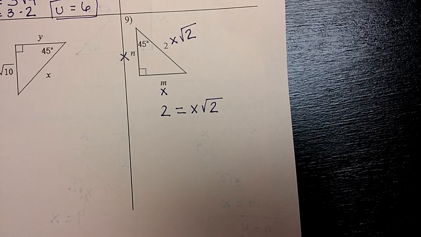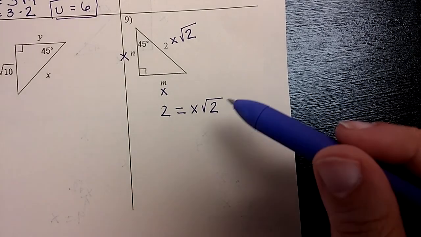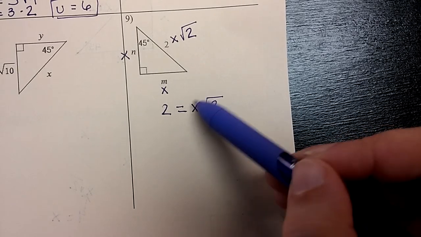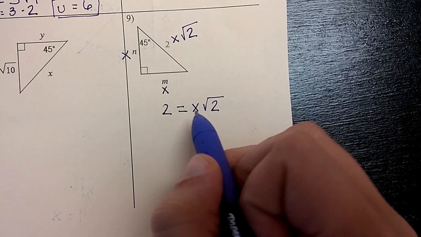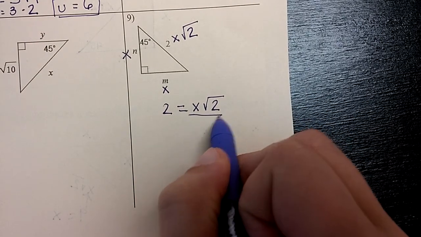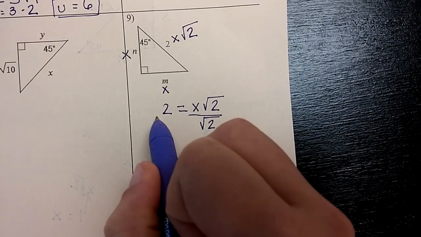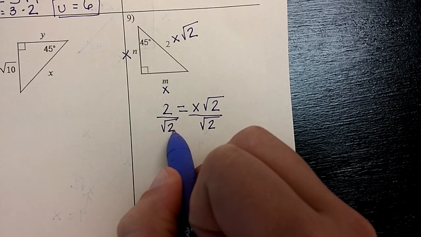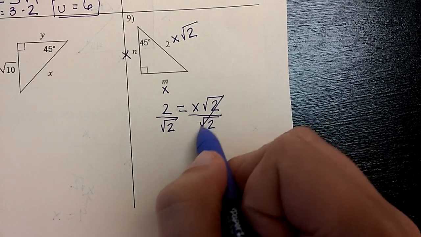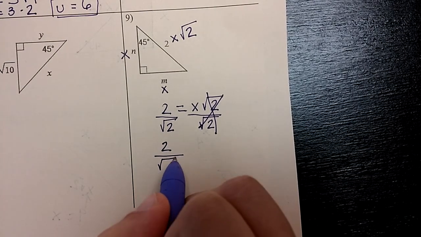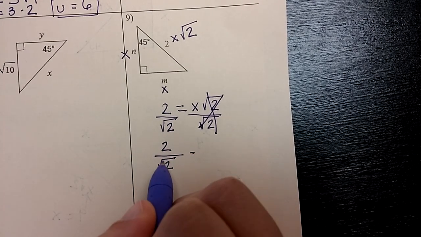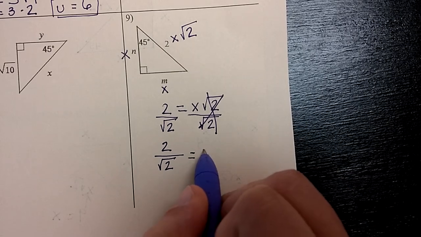So the next step says that we have to solve for x, and in this case we do because x is not by itself. So we're going to solve by doing the inverse. x is being multiplied by root 2, so the inverse of that is dividing by root 2. They're inverses, so these cancel. So I have 2 root 2 over... 2 over root 2 is equal to x.